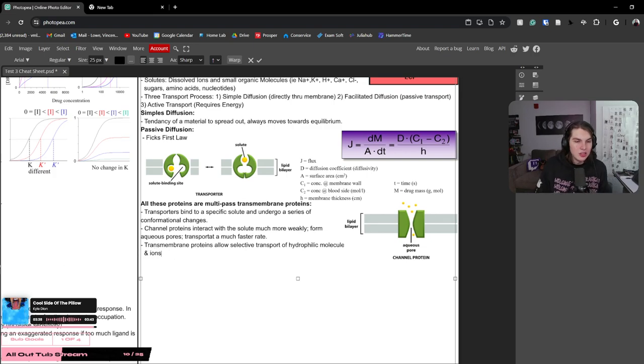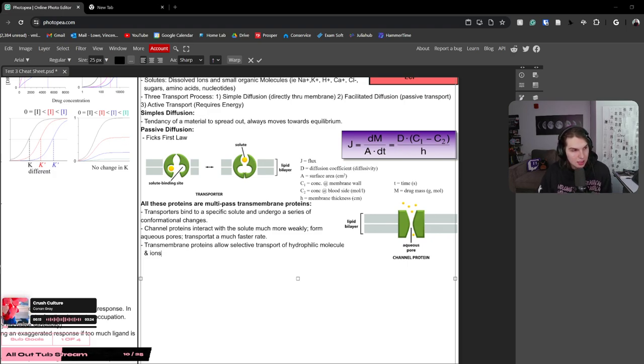So essentially, again, when we're talking about selective, it basically means that they're made for specific ones. They're not going to just take in any ions or any proteins or any hydrophilic molecules. They're going to take specific ones in and pass it through the system.